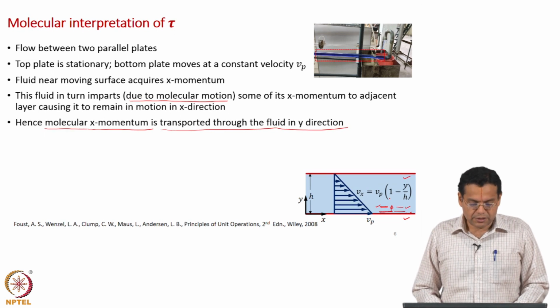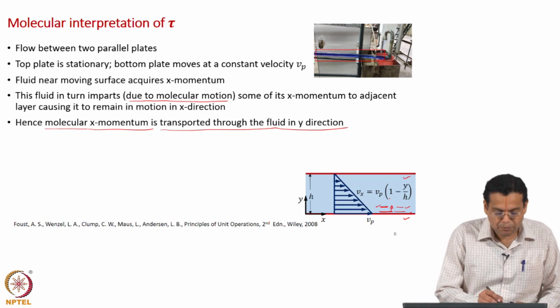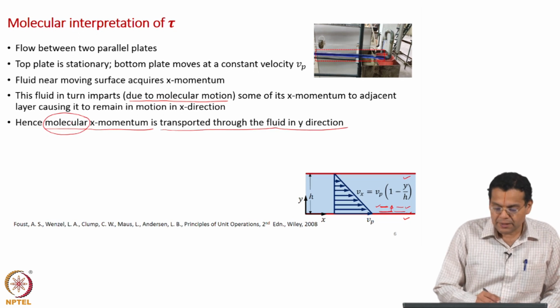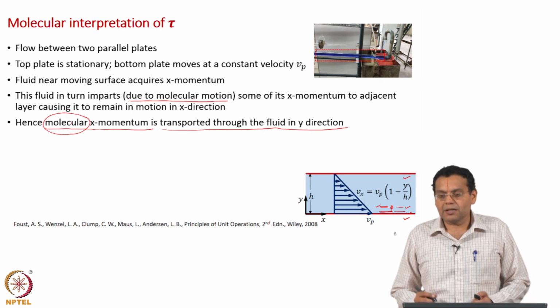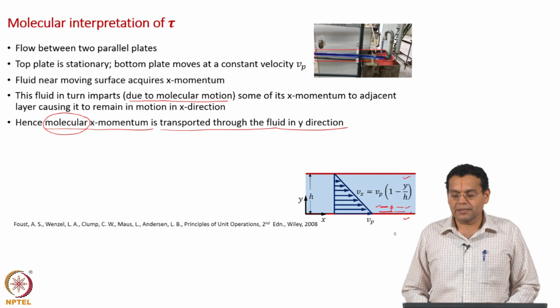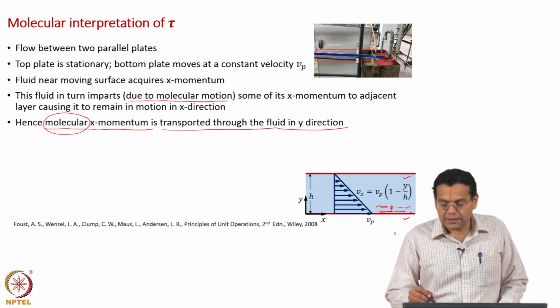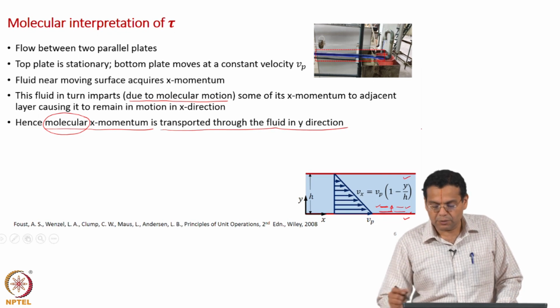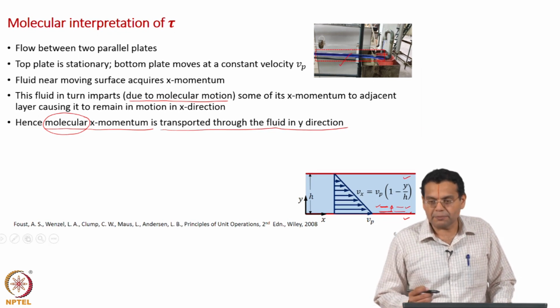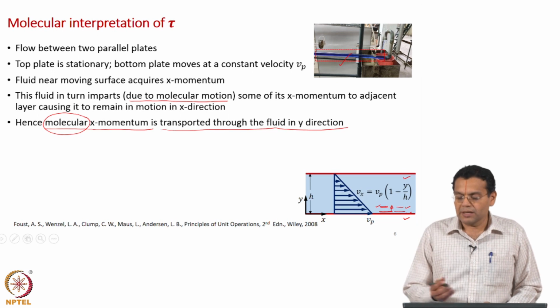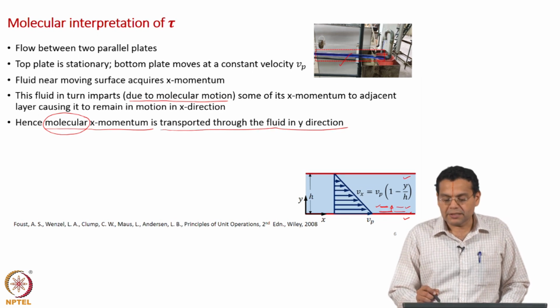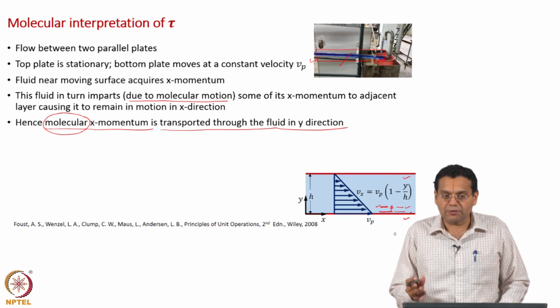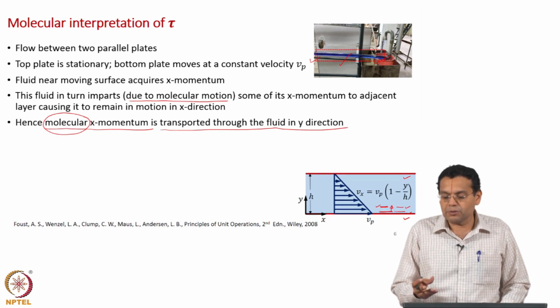Now, one would like to distinguish this molecular x momentum from our usual momentum which we have been discussing so far. Our usual momentum, we say momentum in and momentum out. This picture has to be kept in mind, that we have discussed several times. If you take a control volume, we say momentum entering, momentum leaving, etc. This is by bulk flow, which we call convective x momentum.